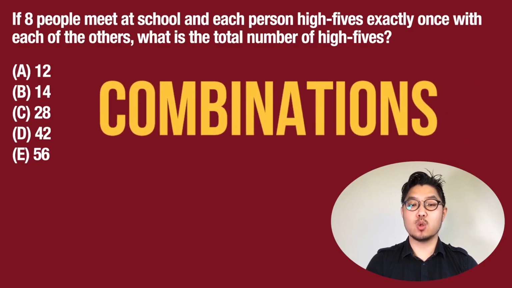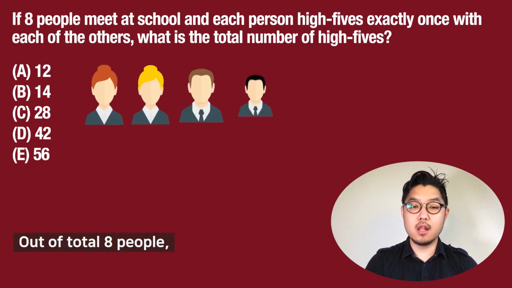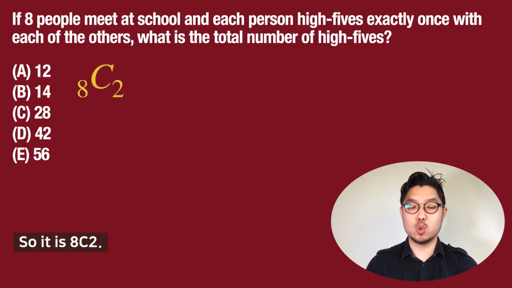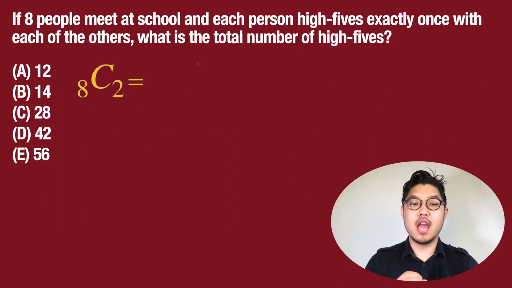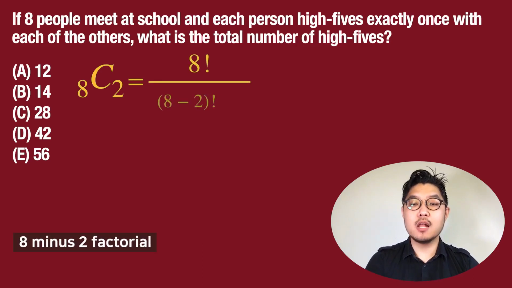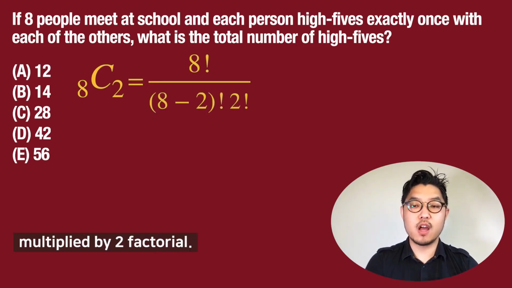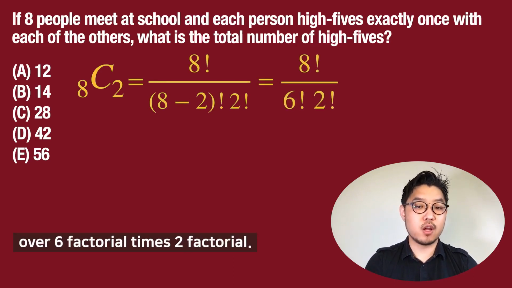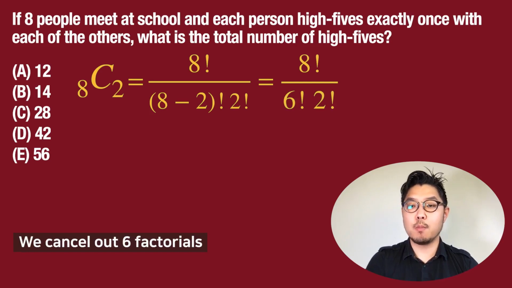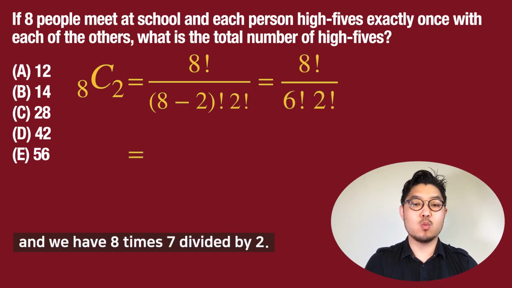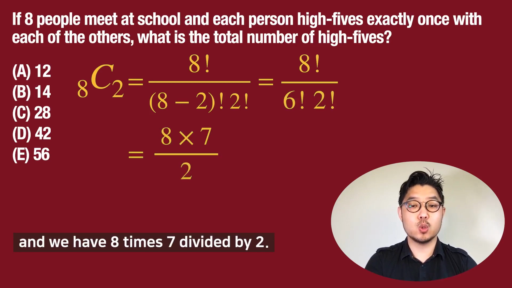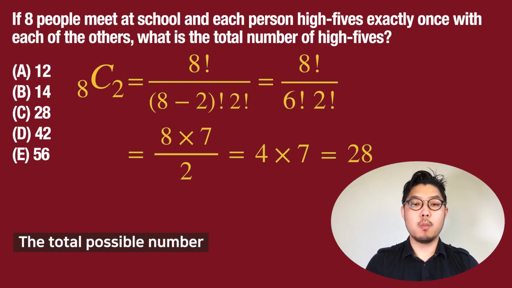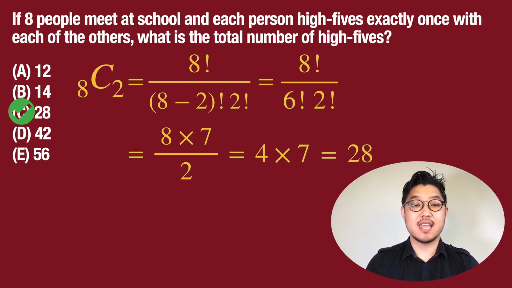The order does not matter, so use a combination. Out of a total 8 people, 2 people are selected to high five. So it is 8C2. 8C2 is equal to 8 factorial divided by 8 minus 2 factorial multiplied by 2 factorial. It is equal to 8 factorial over 6 factorial times 2 factorial. We cancel out 6 factorials in both the numerator and denominator, and we have 8 times 7 divided by 2. Simplifying it, we get 4 times 7, which is 28. The total possible number of high fives is 28 ways. The answer is C.